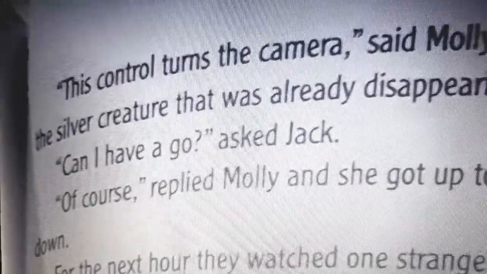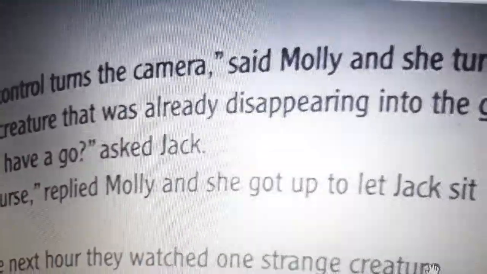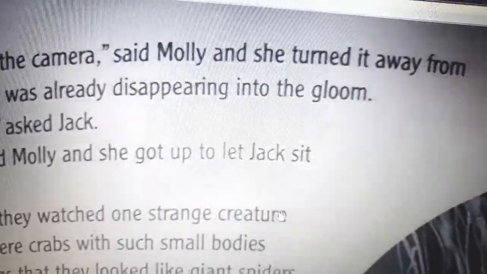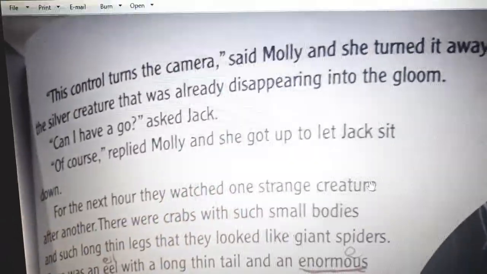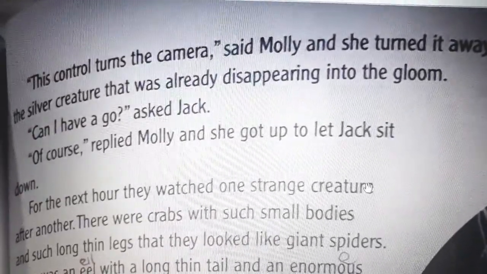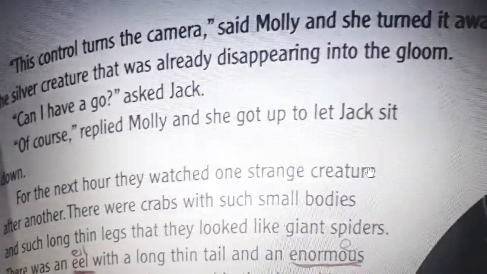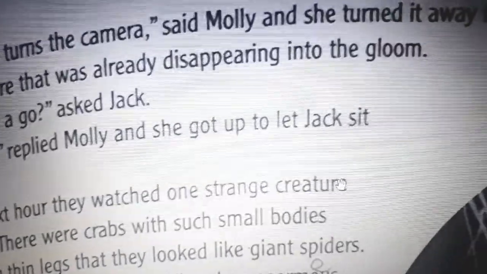The camera will be rotated. Who says that, or who said that? Molly. And what did she do? She turned it away. This pronoun it refers to what? It refers to the control. So, said Molly, and she turned it away from the silvery creature, meaning she moved it away from that silvery creature, that was already disappearing into the gloom.